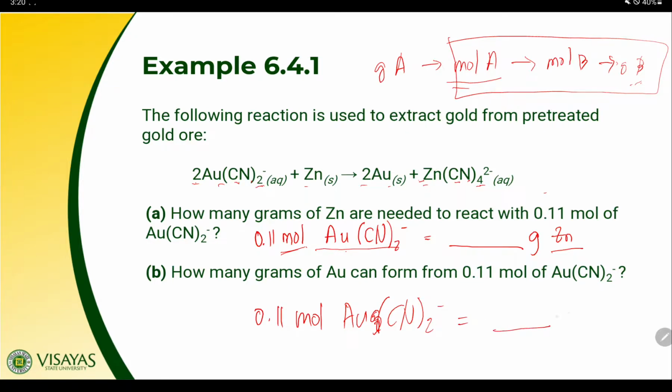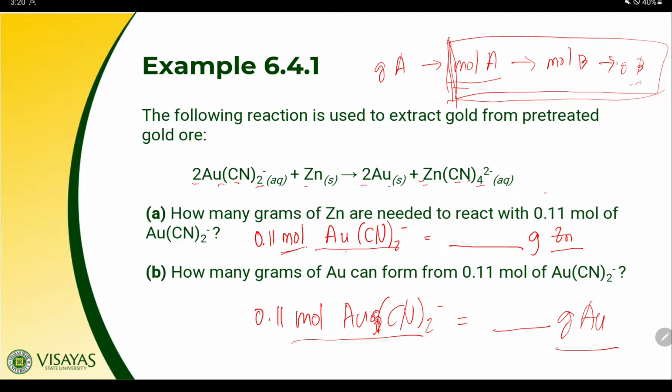Convert that into gram gold. Okay, so it's still the same thing. We start with mole A in the general schematic diagram, mole A to gram B. In this case, the gram B is gram gold. Okay, so that's what we do.